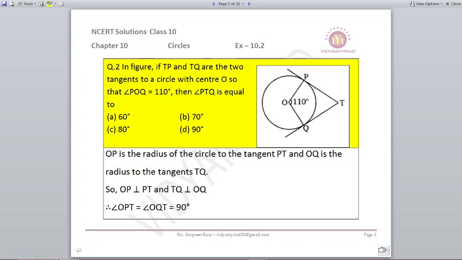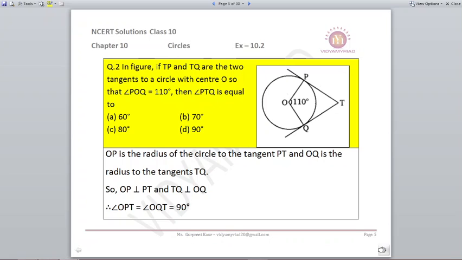Question number 2. In the figure, if TP and TQ are the two tangents to a circle with center O, so that angle POQ is 110 degrees, then find angle PTQ. Now you look at the diagram. T is the external point. PT and QT are equal tangents and we know that they are perpendicular to the radius. That means OP will be perpendicular to PT, that means angle OPT will be 90 degrees. OQ will be perpendicular to QT, that means angle OQT will also be equal to 90 degrees.